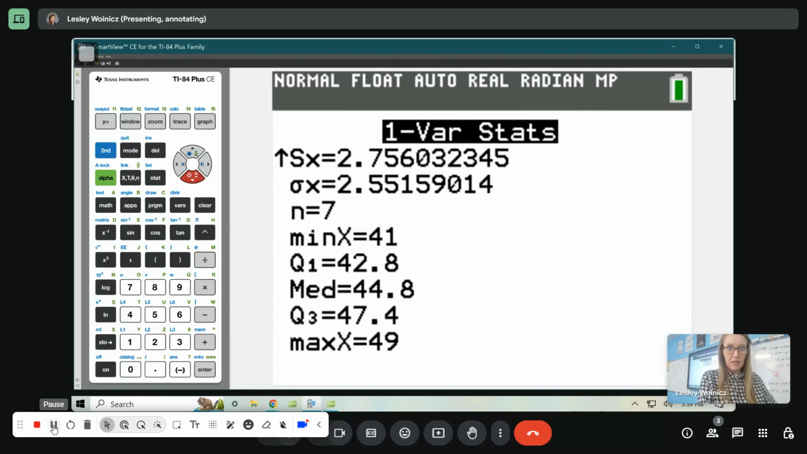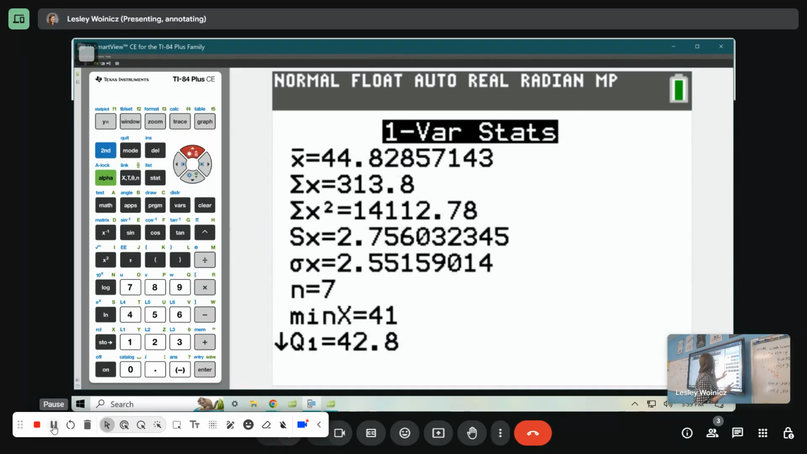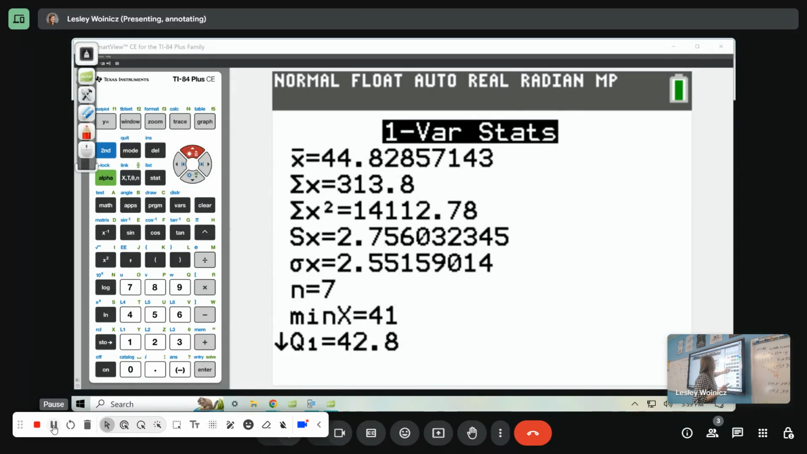Okay, standard deviation. Okay, at the top, look at these. This is my sample standard deviation, and then this one is for population.